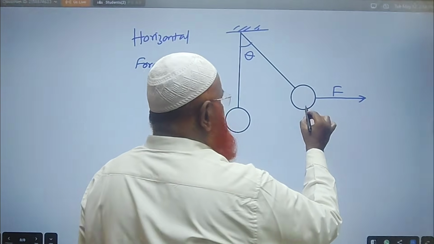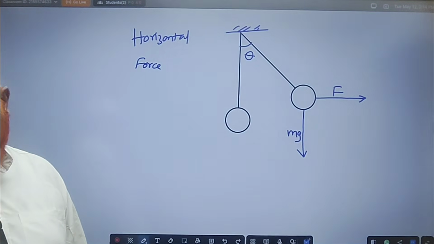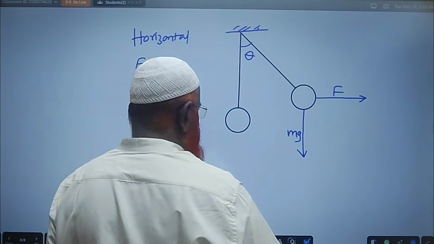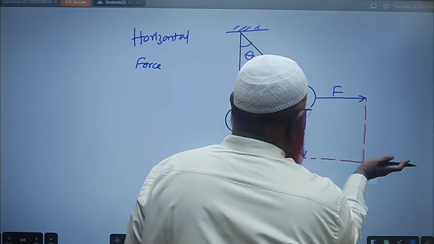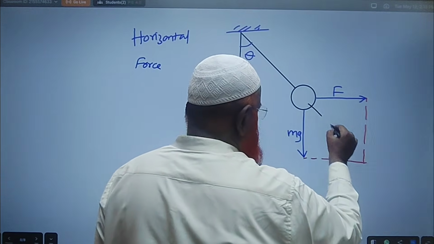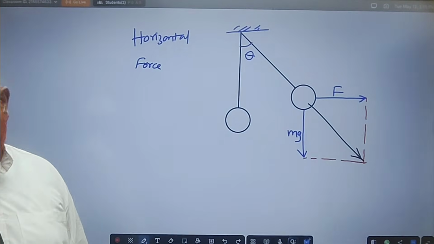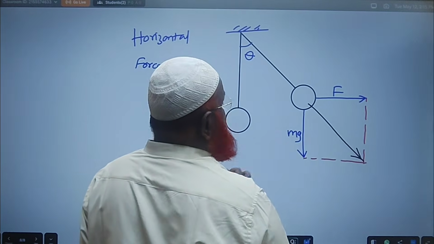Then if it is rising to a certain angle theta, what is going to act downwards? mg is acting downwards. Then what is the resultant of these two? For example, if I complete the parallelogram with these two, this is going to be the resultant. Let us write this as the resultant force.